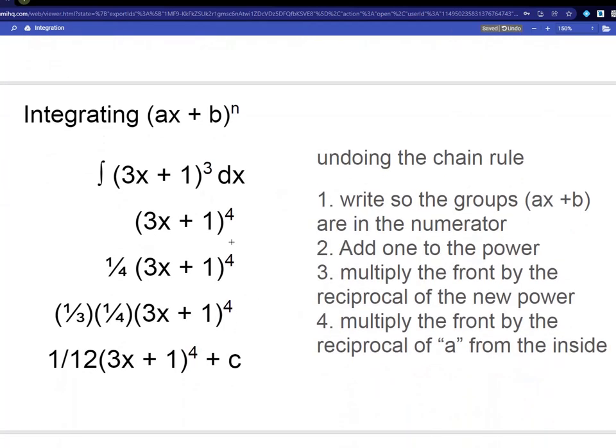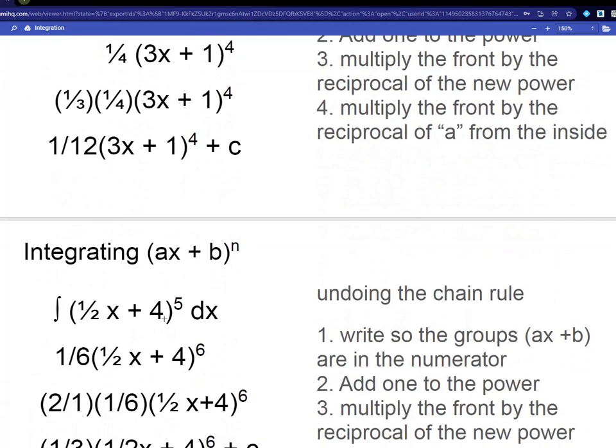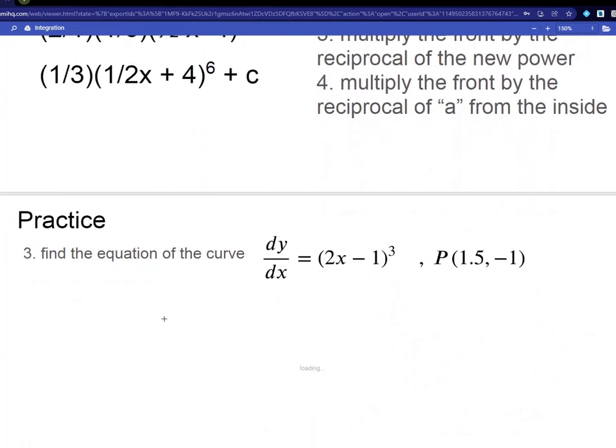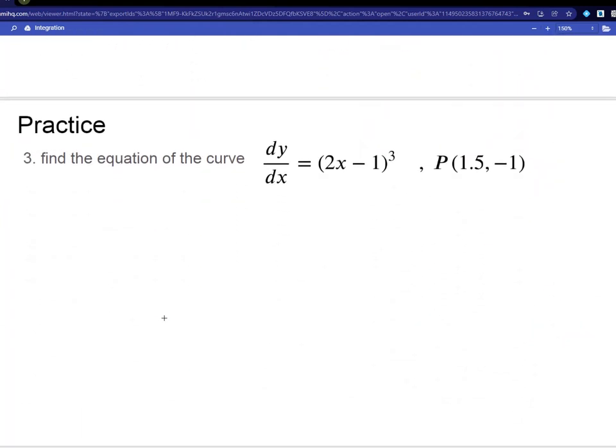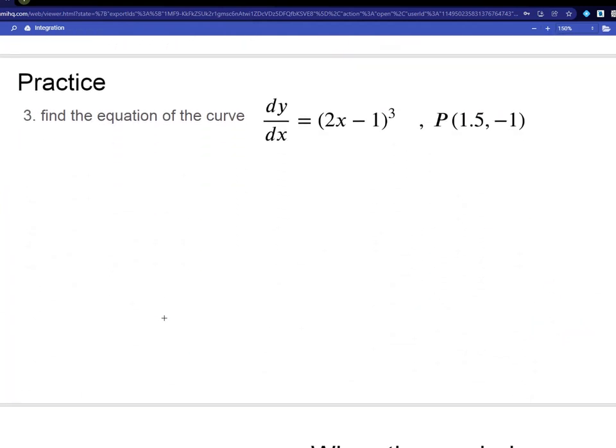Here's an example that kind of goes through that same thing. Raise the power, multiply by the reciprocal, and then multiply by the reciprocal of the number in front of x. Okay? Same thing. So, try finding the original equation with this one.